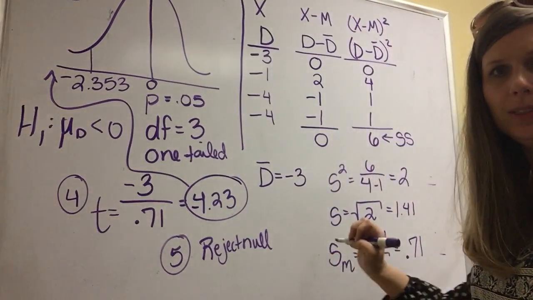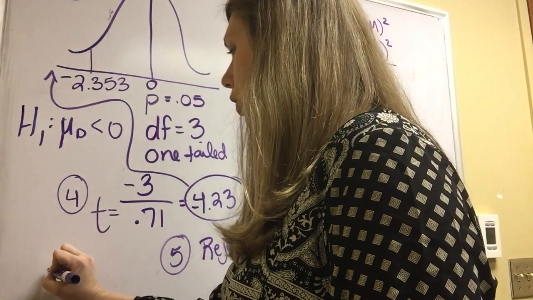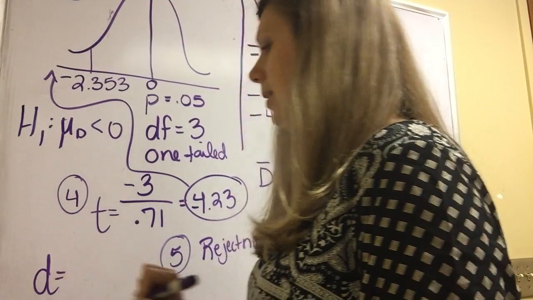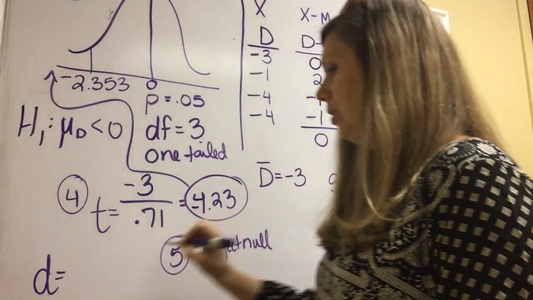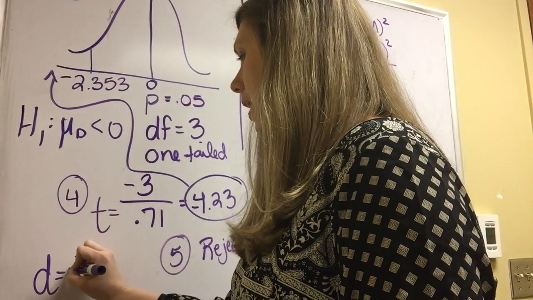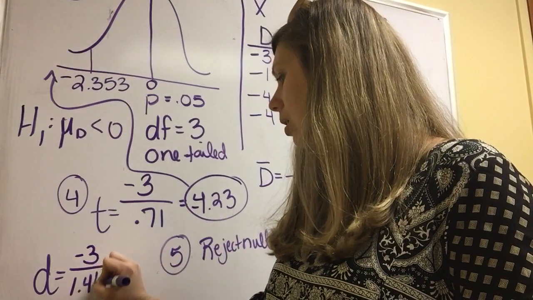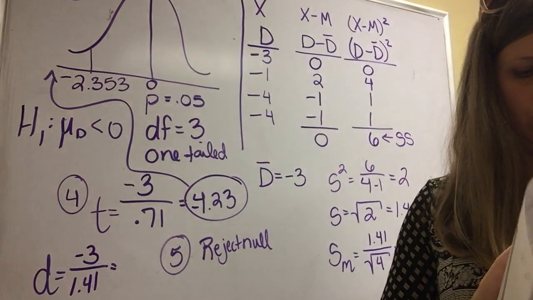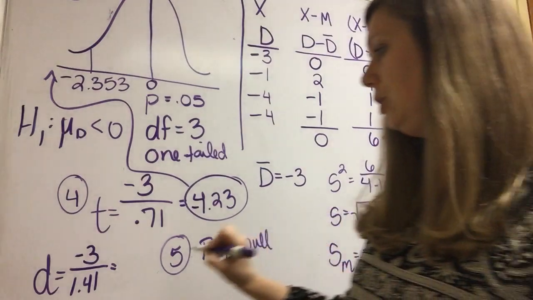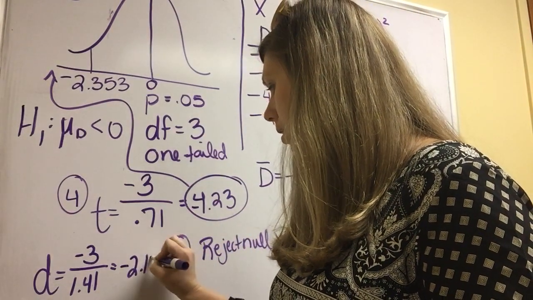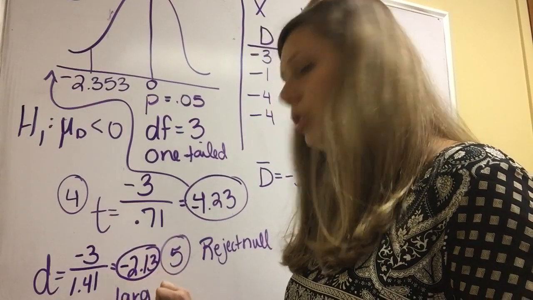Effect size. Do I have any space on here to write an effect size? Maybe over here? Okay. So remember the lowercase d is our effect size symbol for Cohen's d. And again, it's the mean of your d-scores, which for us was negative 3. But it's divided by the standard deviation, which was 1.41. So if we do a -3 divided by 1.41, we will get -2.13, which is a very large effect size. Large. You see that? Large.